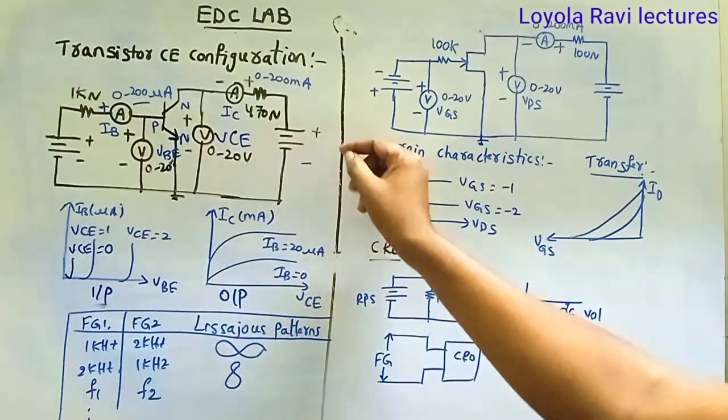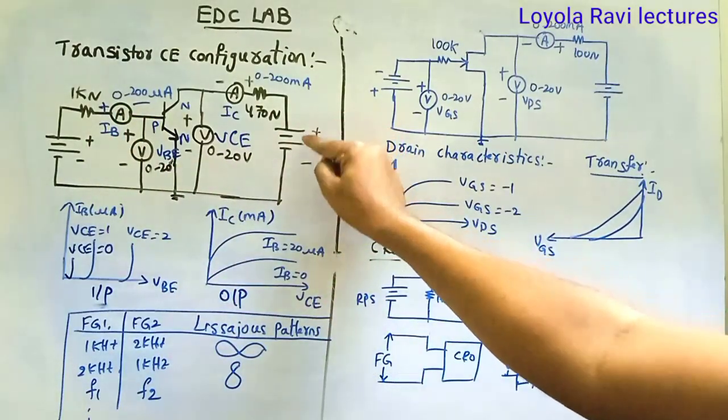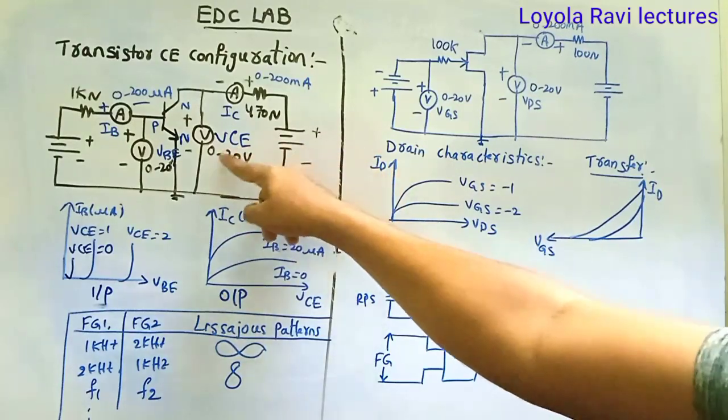Then come to the output side. By varying the second channel, channel 2, keep VCE at 0.